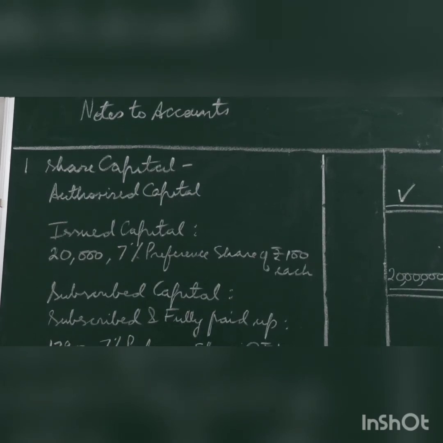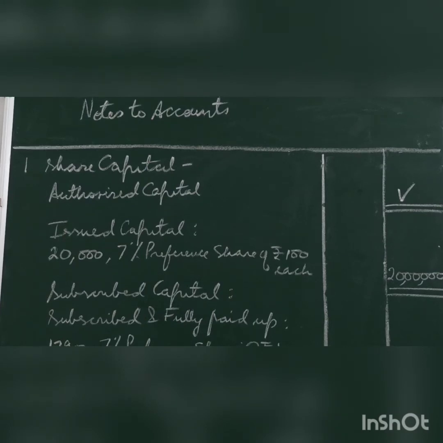After balance sheet, the working note, which is called notes to accounts in company accounts. The first one is to find share capital. We begin with the first kind of share capital called authorized capital. In the question that is not mentioned, so you put a tick mark in the outer column with double line, you close it, it has to be shown. Then in the question they have given that 20,000 preference shares were issued. So issued capital 20,000, 7% preference shares of rupees 100 each gives you 20 lakhs.